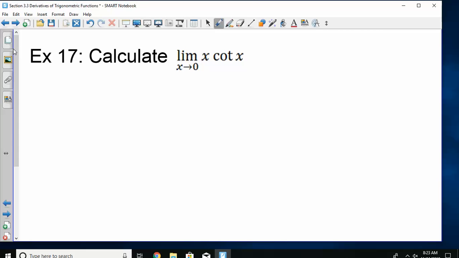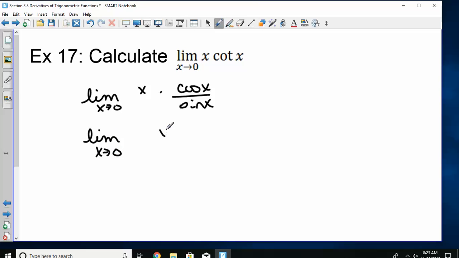We have to change our cotangent to sines and cosines. So we get the limit as x approaches 0 of x times cotangent, which is cosine over sine. Okay, I'm going to reorder this. I'm going to make it an x over sine x times the cosine x.